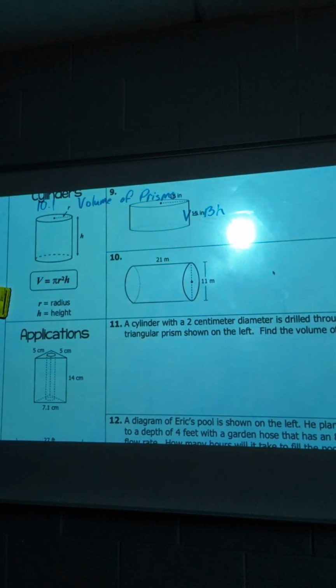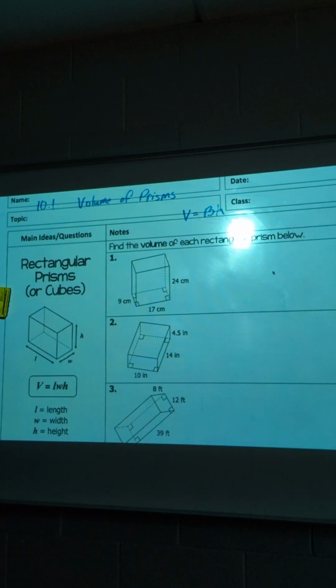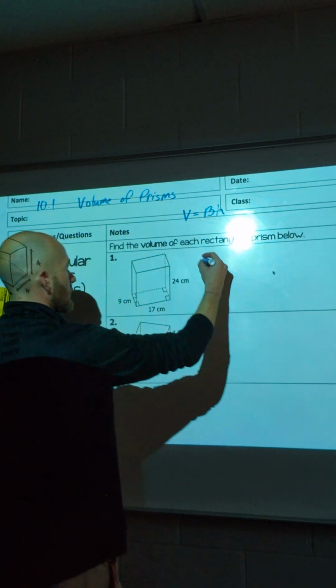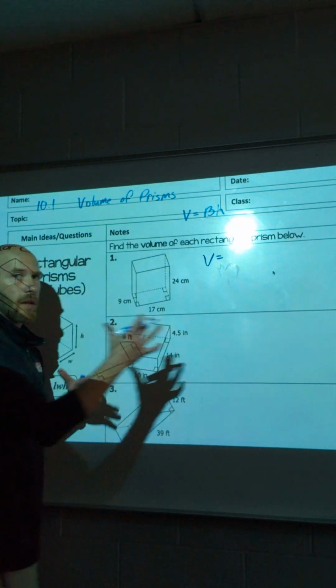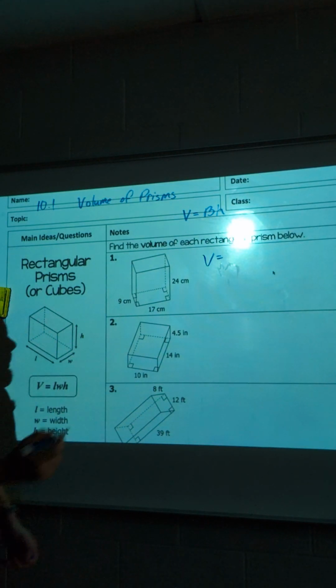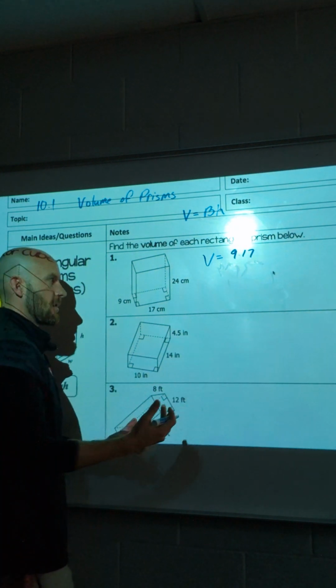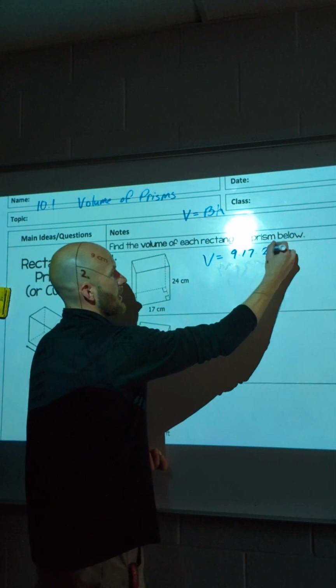Let me go back to the front here. For this one, again, I don't really care what order you multiply them in on a rectangular prism. But it would be 9 times 17. That would technically be the area of the base times the height.